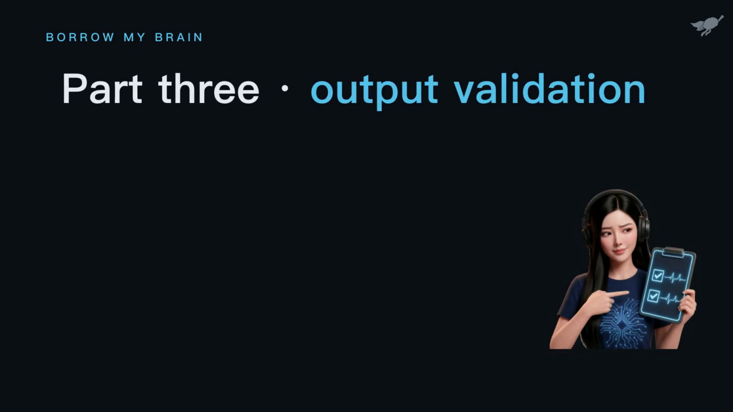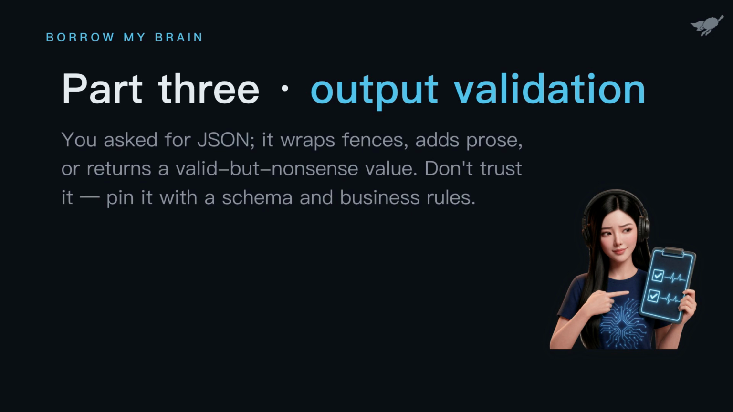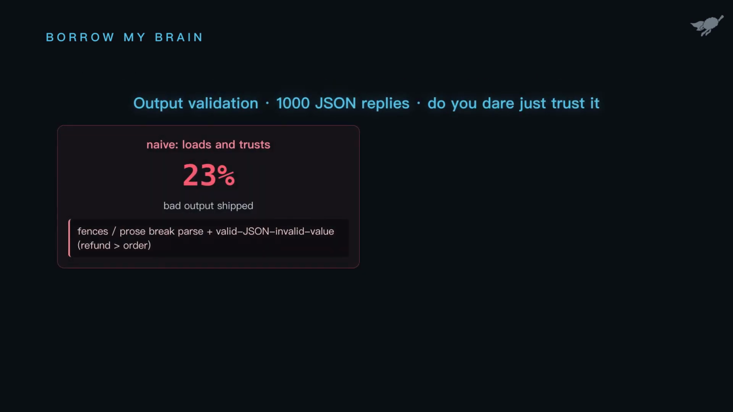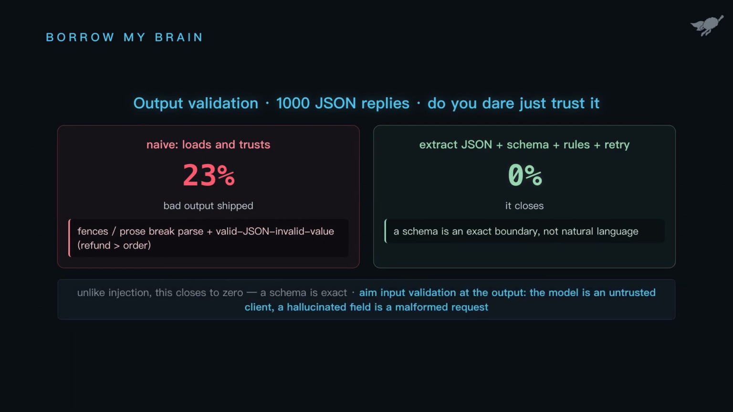Part 3. Output validation. You ask the model to return structured JSON, say, a refund decision. Action, amount, reason. The naive approach is to parse it and just trust it. I ran 1,000 replies. Naive trust, 23% are bad. Bad how? Part of it.